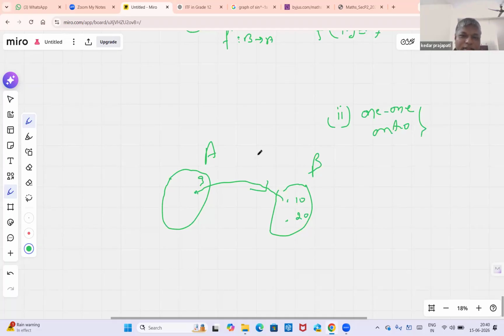So here f is a function from A to B, or f is a relation from A to B. Is it a function or not? Check. I'm just checking whether A to B is a function or not. For A to B, I have to see, for each element, it should be 1, 1. Yes, sir.